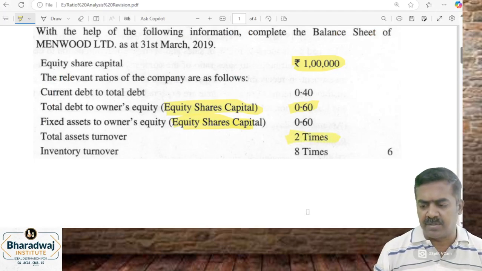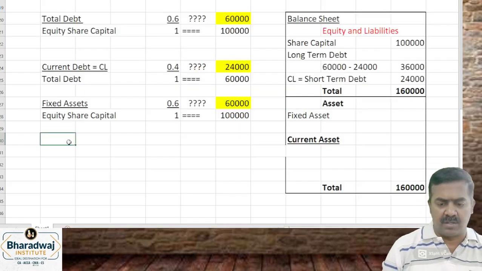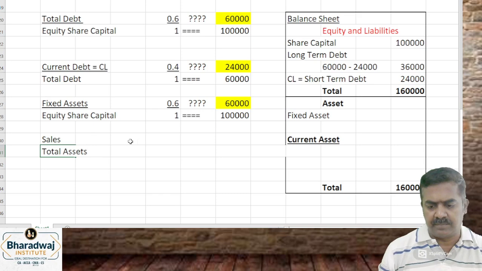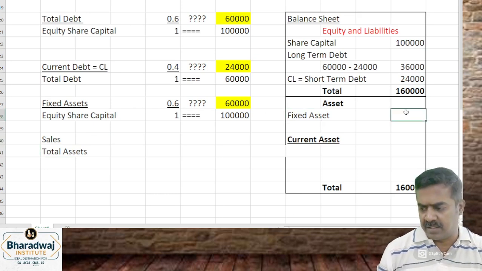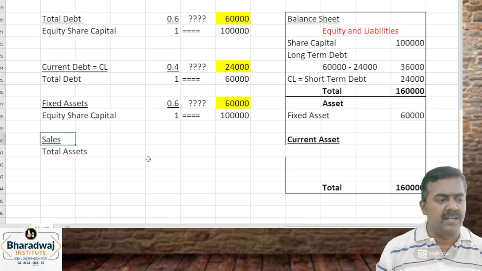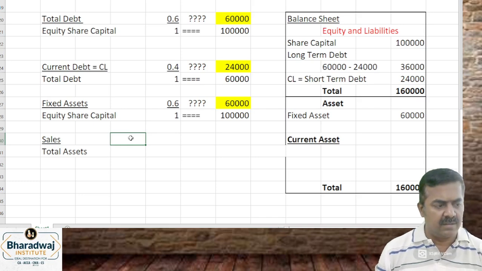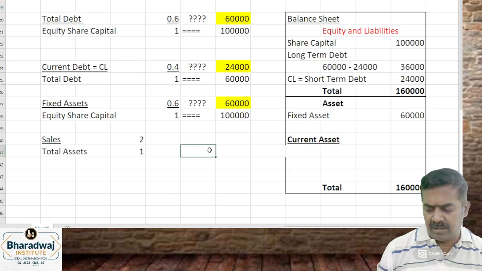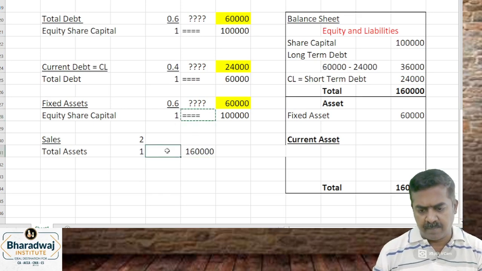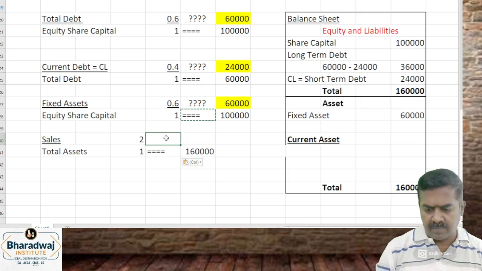Total assets turnover, how many times? 2 times. What is total assets turnover? Sales divided by total assets. Fixed asset we can take as 60,000. Sales divided by total assets, how much is given? 2 times. If total assets is 1,60,000, which is known to us, we can find sales.